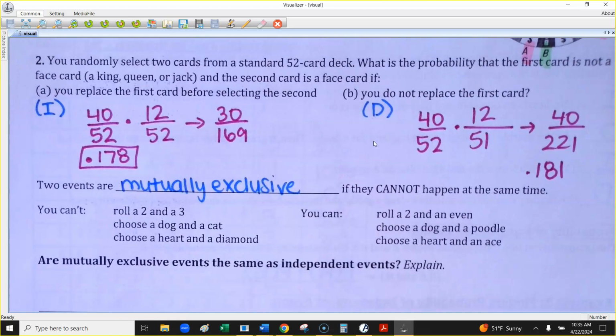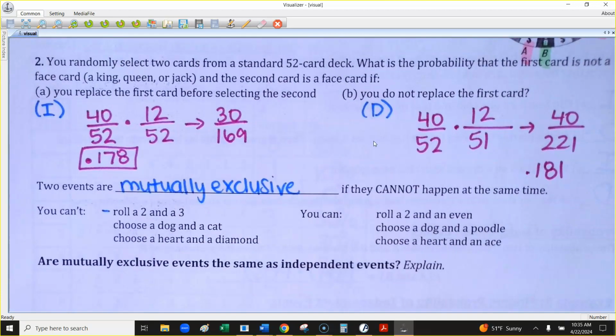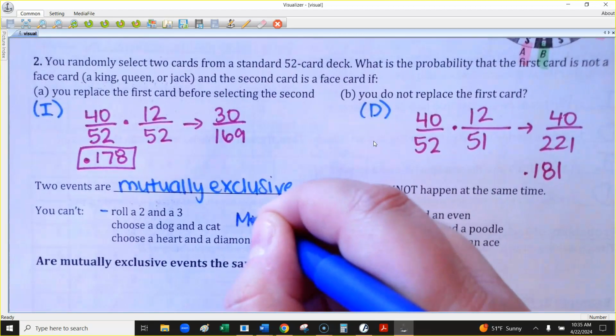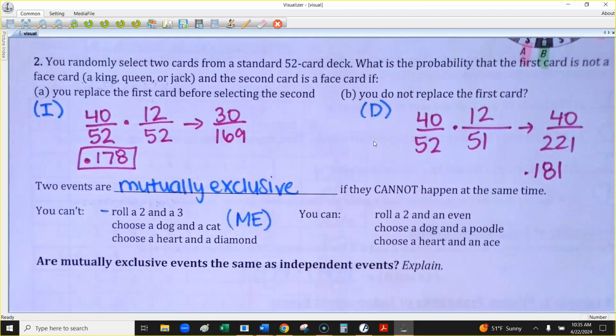So mutually exclusive is a little different. I just gave a couple examples. So if I'm rolling dice, you can't roll a 2 and a 3 at the same time. It would be one or the other. That would be an example. Those are mutually exclusive. That can't happen at the same time. All these ones are mutually exclusive on this side. If you have to choose a dog and a cat, you can't choose a dog and a cat at the same time. They're different animals. If you're doing cards, you can't choose a heart and a diamond. They're both red cards, but they're not the same suit, so they can't happen at the same time.